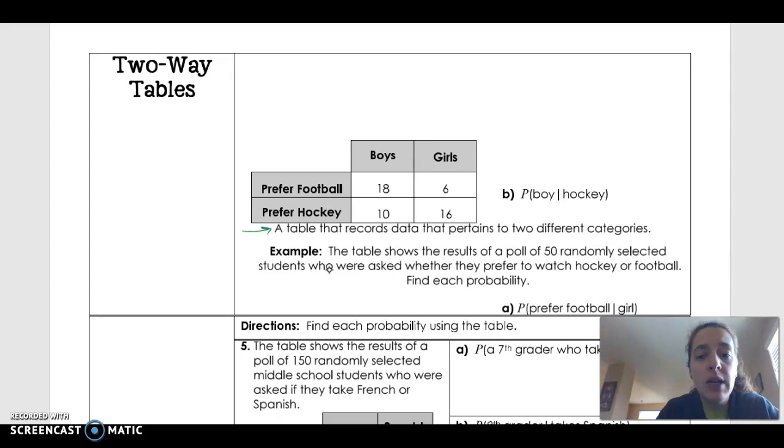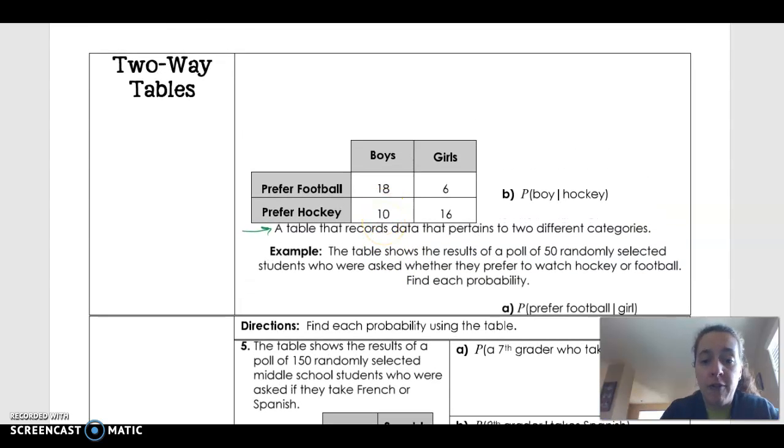So two ways. In this table, one piece of data is whether it's a boy or a girl. The other piece of data I'm dealing with is preferring hockey or football. So that's my example table that we're looking at. The table shows the results of a poll of 50 randomly selected students who were asked whether they prefer to watch hockey or football. Find the probability. So here's where it's kind of funky. It did not come out nicely.